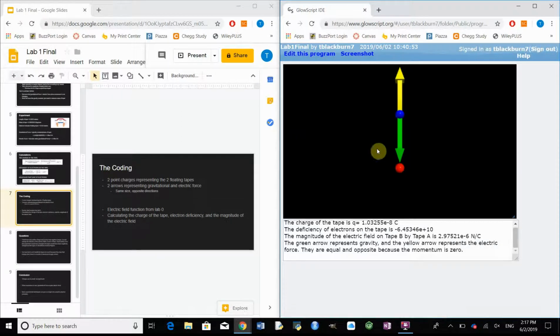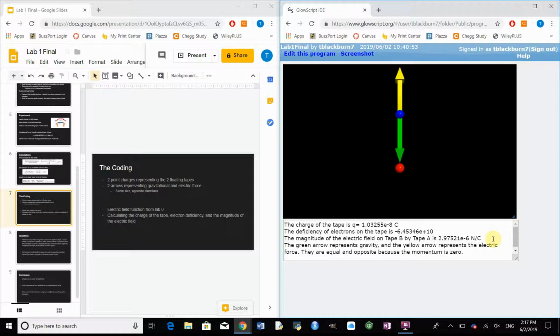And as you can see, we have 2 point charges here representing the bottom and top tape. And then the green arrow represents the force of gravity, while yellow represents the electric force. And they are the same size, but opposite directions. Once again, going back to that principle of momentum being equal to 0.